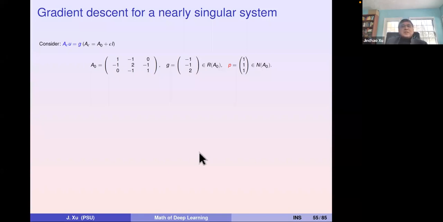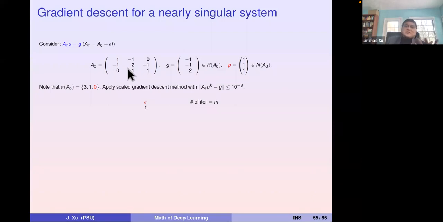You take a 3x3 matrix, which is singular. You take a perturbation so that you make it nearly singular. So you want to iterate by the gradient descent method or Jacobi method. When epsilon equals 1, you make the stopping criterion 10 to the minus 8 for the residual. When epsilon equals 1, you need 37 iterations. When epsilon gets smaller, you get more and more singular, and it takes more and more iterations.